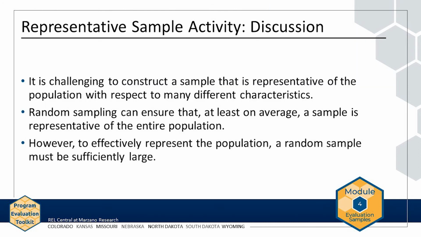You may have noticed when completing the activity that it was challenging to construct a sample that was representative of the population with respect to all the characteristics. Random sampling is a solution to this problem. Random sampling can ensure that, at least on average, a sample is representative of the entire population. However, to effectively represent the population, a random sample must be relatively large. Chapter 2 discusses random sampling and shows how to select a random sample using Microsoft Excel. Chapter 3 discusses sample size requirements.